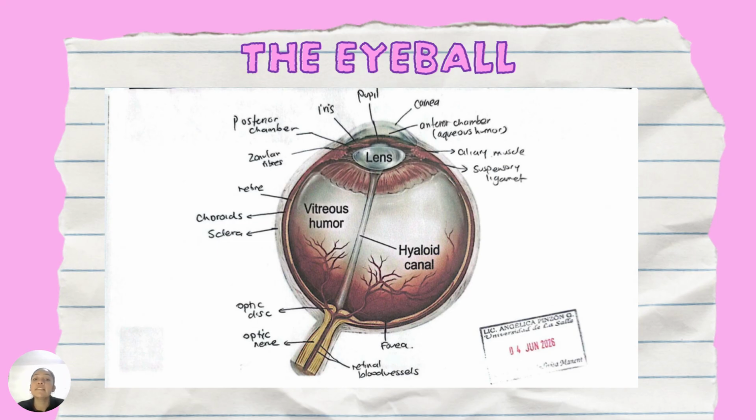Now we have the eyeball. This is a drawing that I did, where we can see the pupil, lens, ciliary body, the vitreous humor, and the cornea, iris, and other structures that I am going to explain in the next slide.